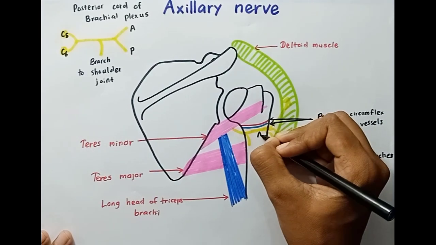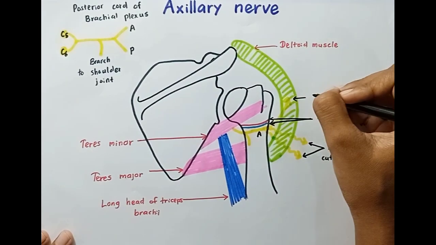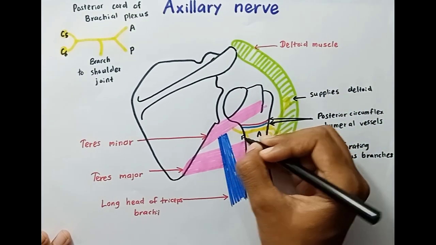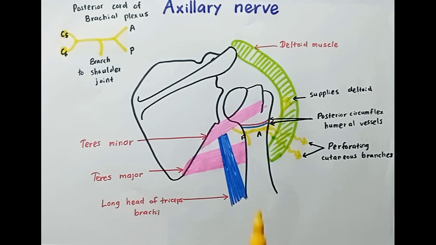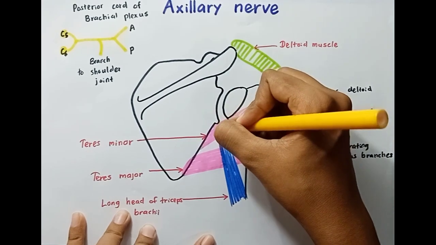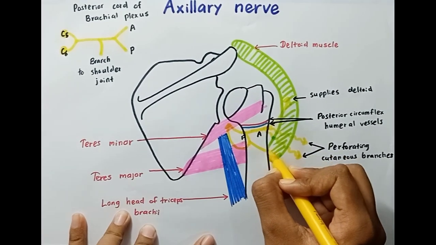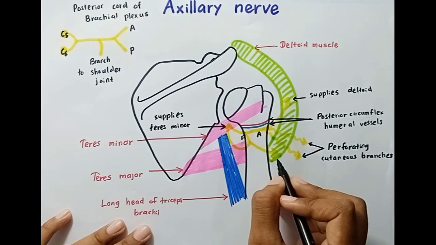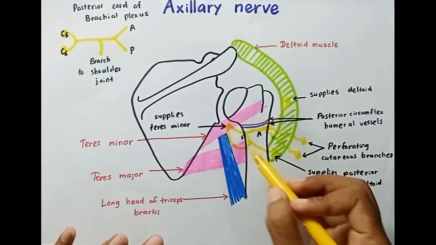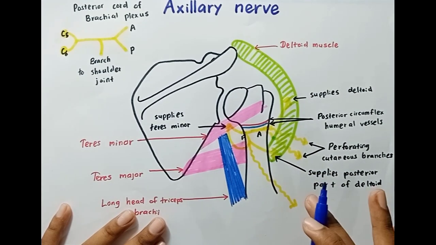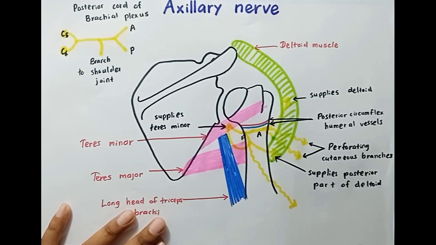So this is the anterior branch. It supplies the deltoid. And here you can see the posterior branch. This branch supplies teres minor and the posterior part of the deltoid. So it supplies the teres minor muscle and the posterior part of deltoid. And then this pierces deep fascia and continues as the superior lateral cutaneous nerve of arm.